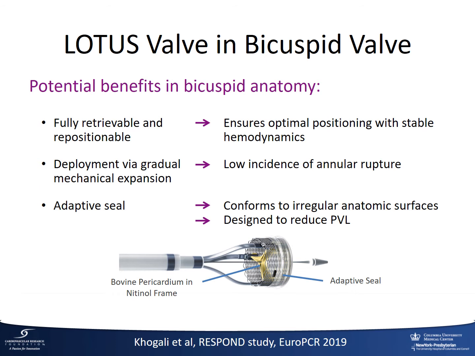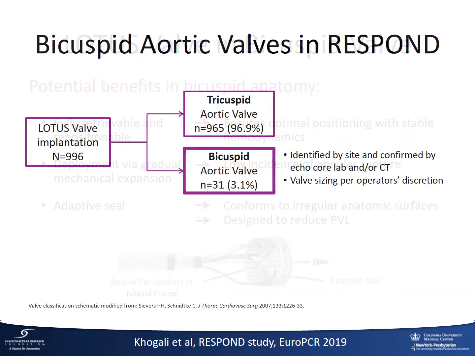Its deployment is via gradual mechanical expansion. So it has radial strength, but it's gradually applied. And I think this reduces the potential for annular rupture. And the adaptive seal and the ability to conform to irregular surfaces helps reduce PVL.